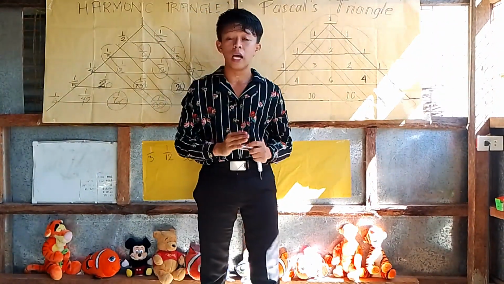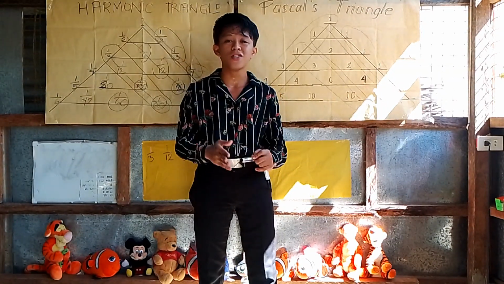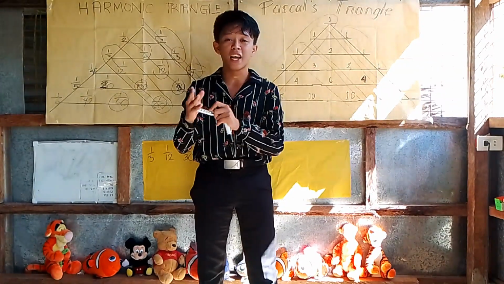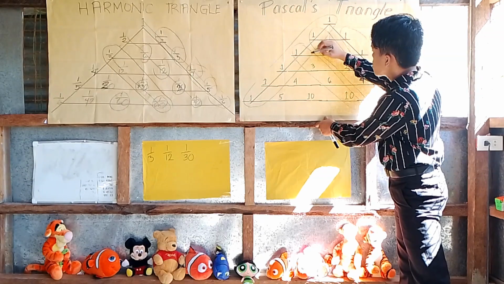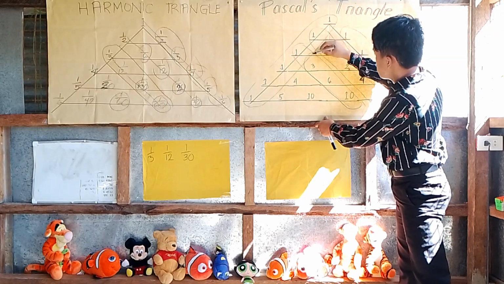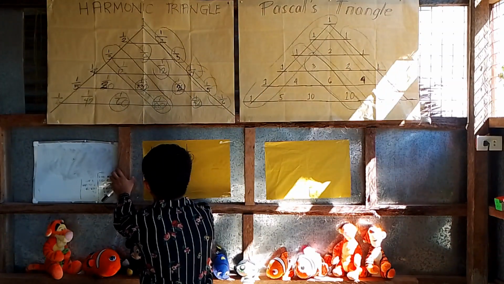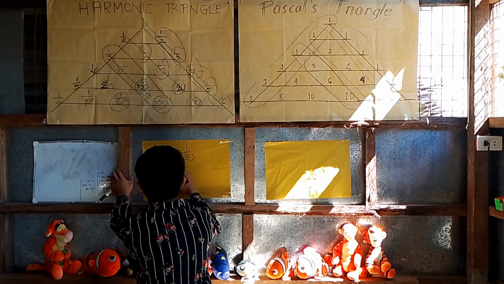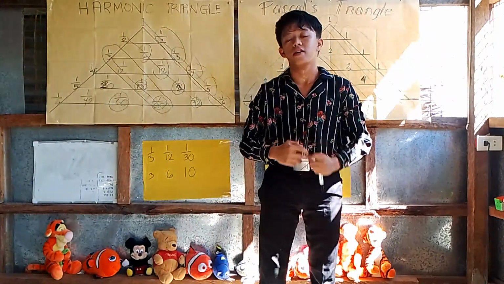To get this, we divide by the third column of Pascal's triangle. Where is the third column of Pascal's triangle? Right, which is 3, 6, and 10. So, let's try.